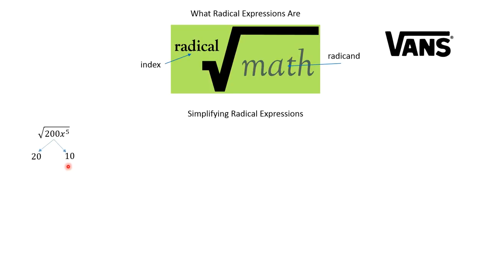So 200 is 20 times 10. 20 is 2 times 10. 10 is 2 times 5. This 10 is also 2 times 5. So if you wanted to factor it a different way, 200 is 2 times 100. 100 is 10 times 10. You're going to get this. The prime factorization is unique, and so no matter how you factor it, you'll always get those. All right, so back to our square root.